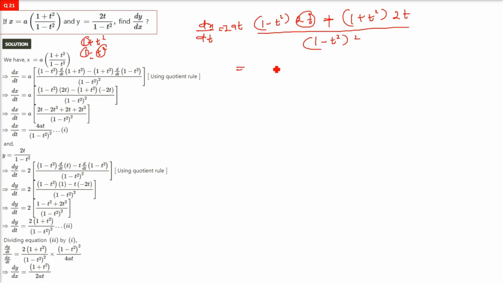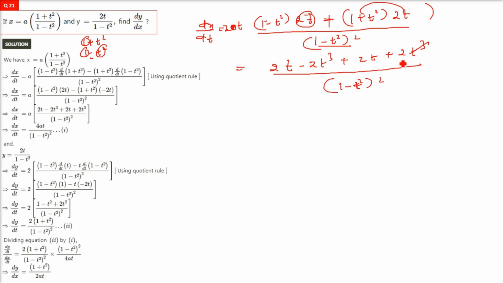You can take 2t common if you want, and get the inside things together, and you will see that t square and minus t square will get cancelled. I told you a is already there. And 2t we are taking common. 1 plus t square plus 1 minus t square will be inside, so t square and minus t square you can cancel out. You can take 2t common also, but let us multiply this. The result will remain the same because minus 2t cube and 2t cube will also get cancelled. Denominator (1 minus t square) whole square.